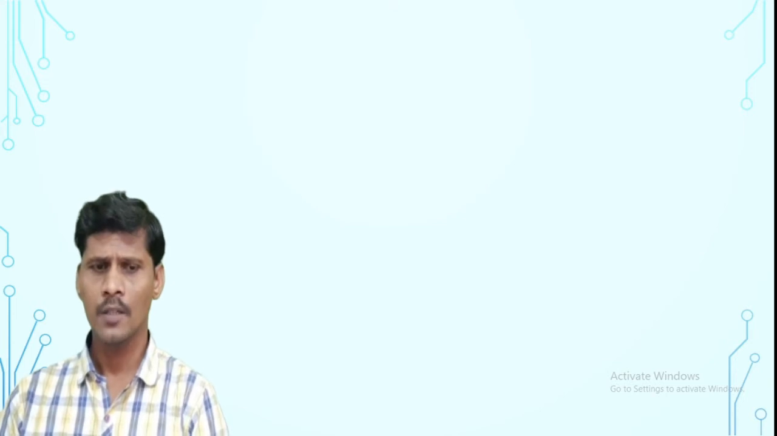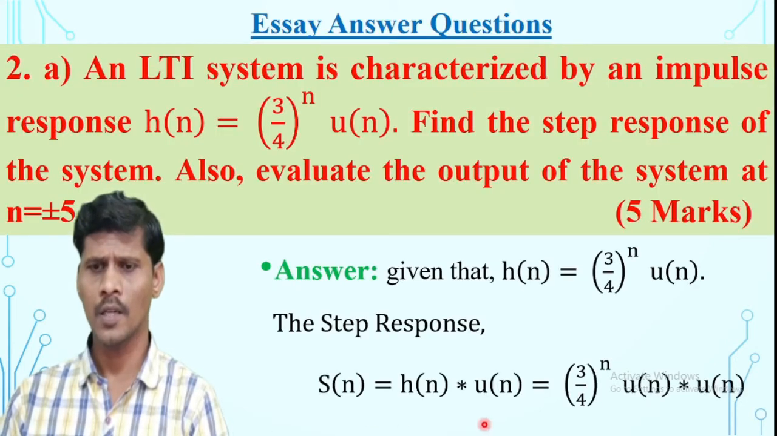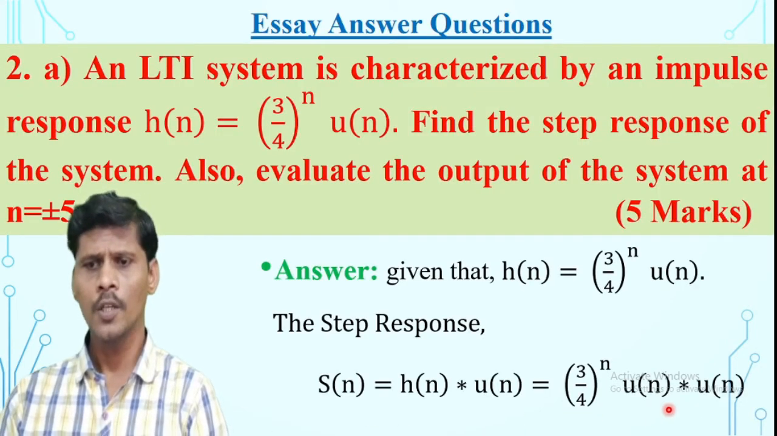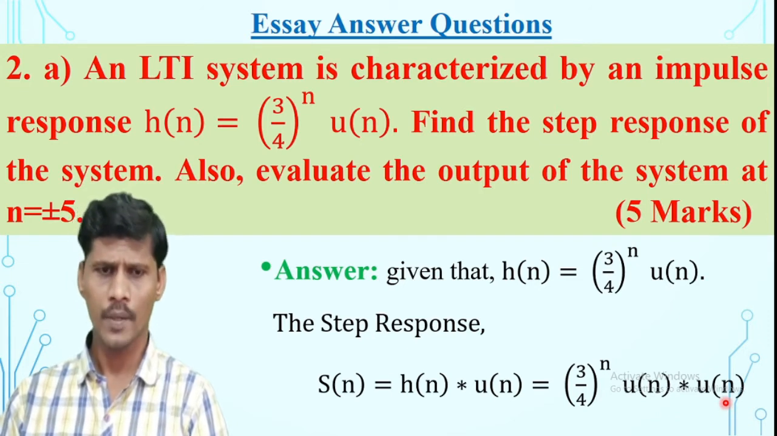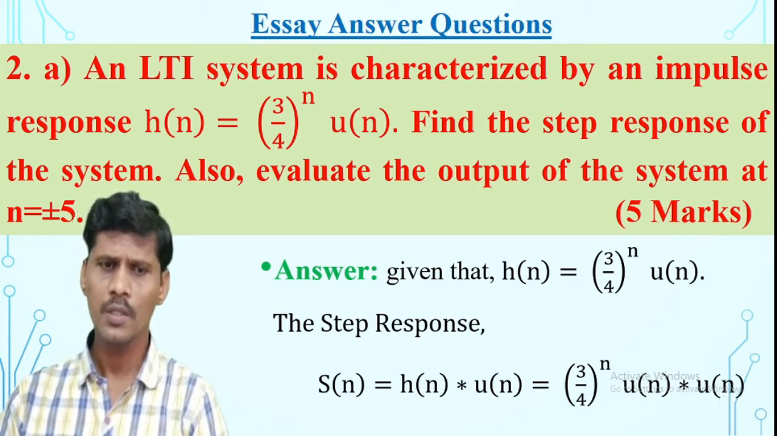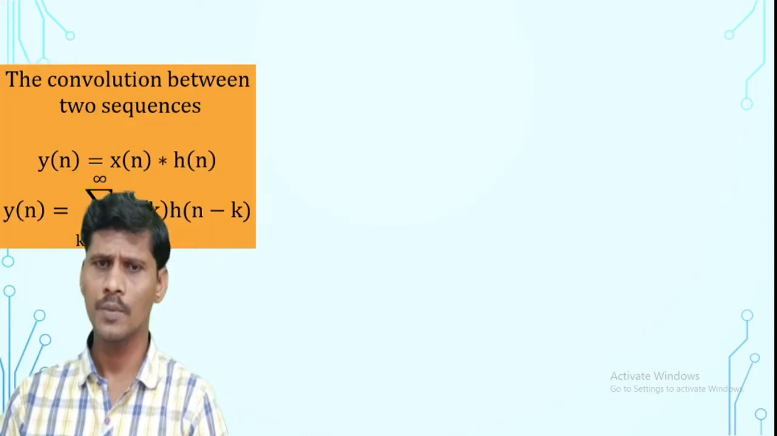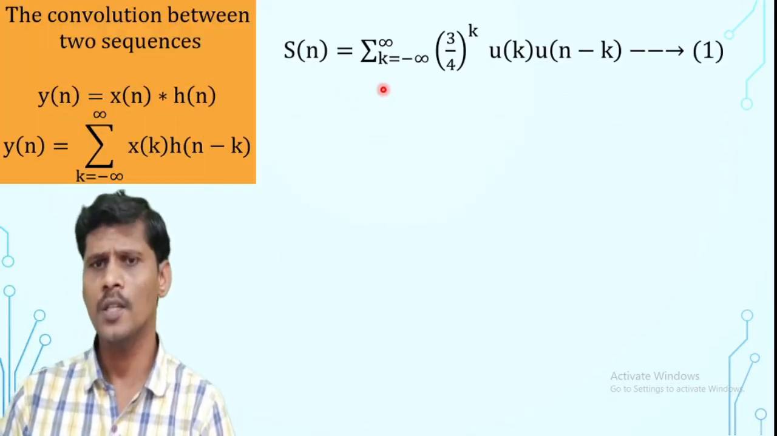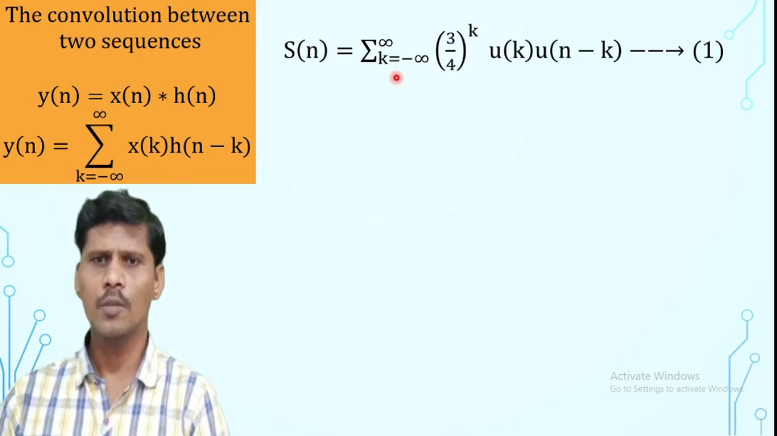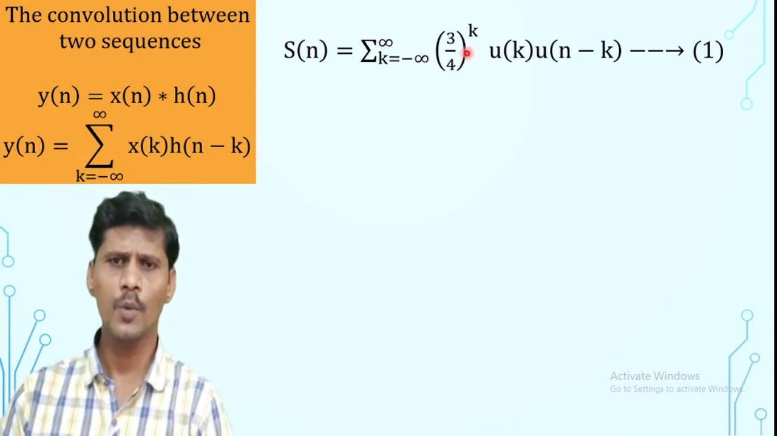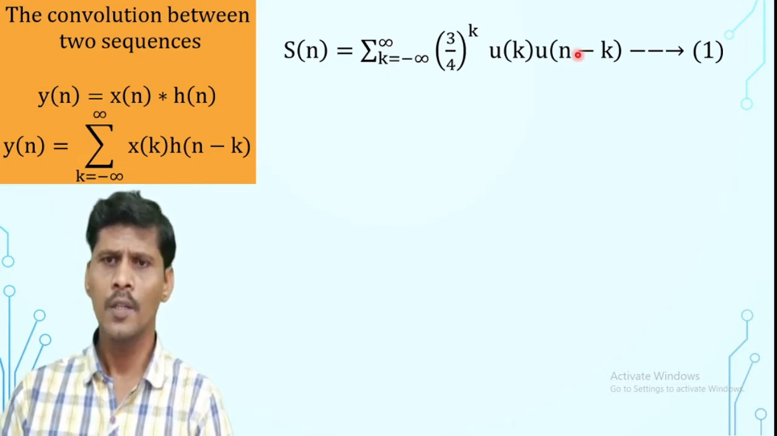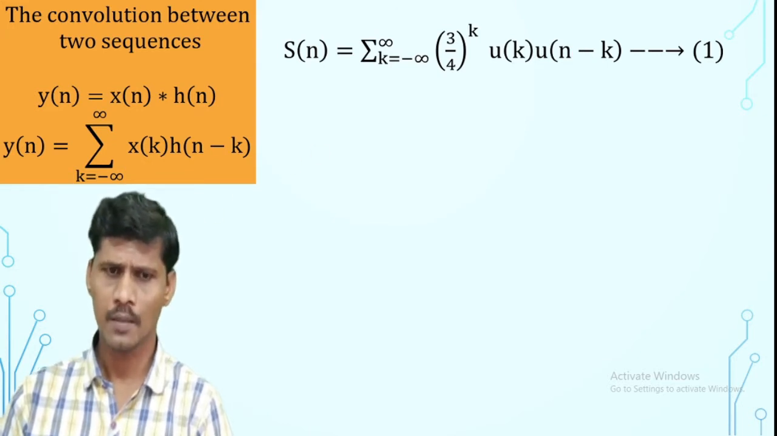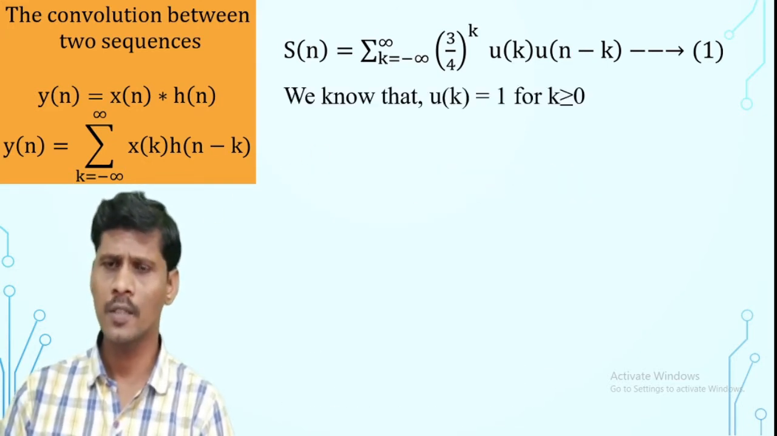Now here in the step response equation, on the RHS of this equation, we have u of n convolution u of n. So using the definition of the convolution, the RHS term of the above equation is written as s of n is equal to sigma k equals minus infinity to infinity (3/4)^k into u of n minus k. So that is considered equation 1.